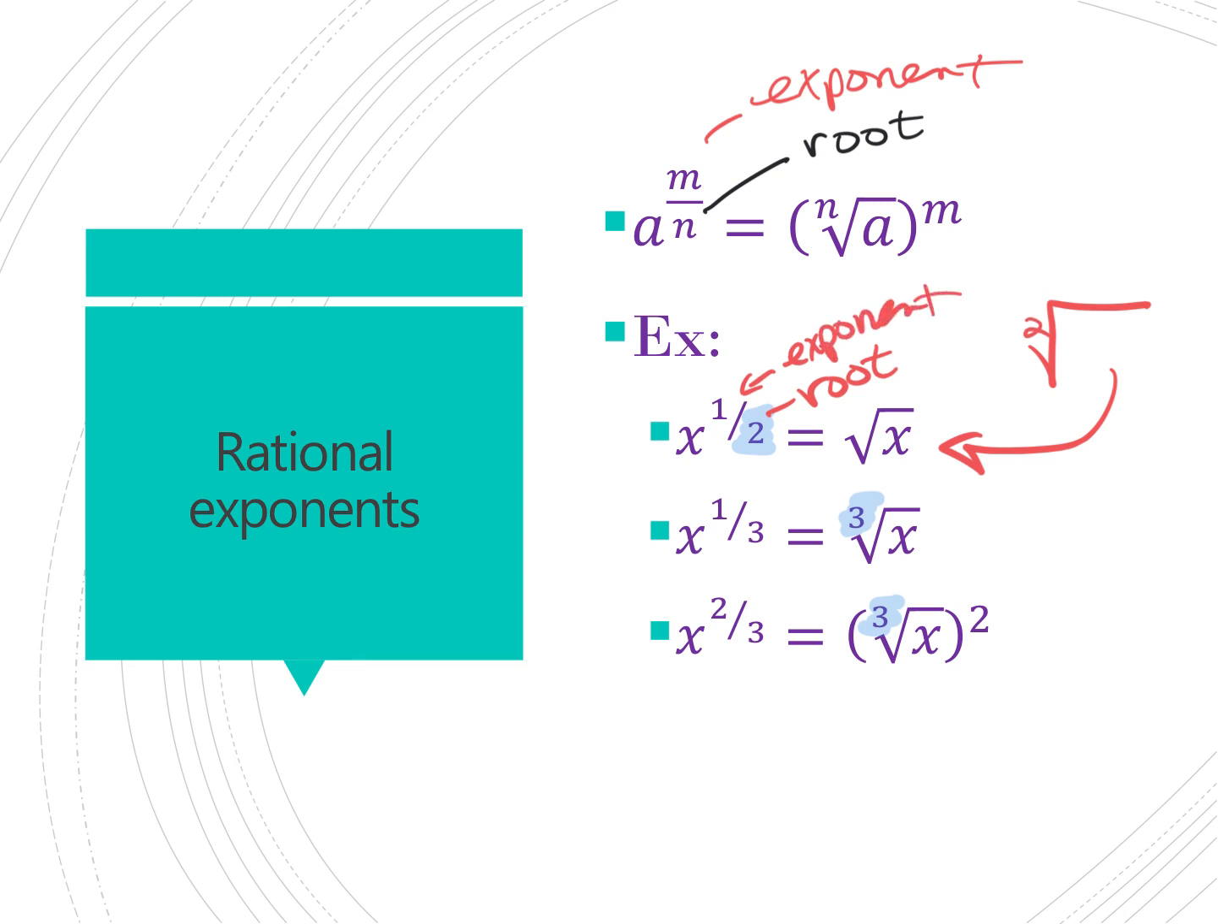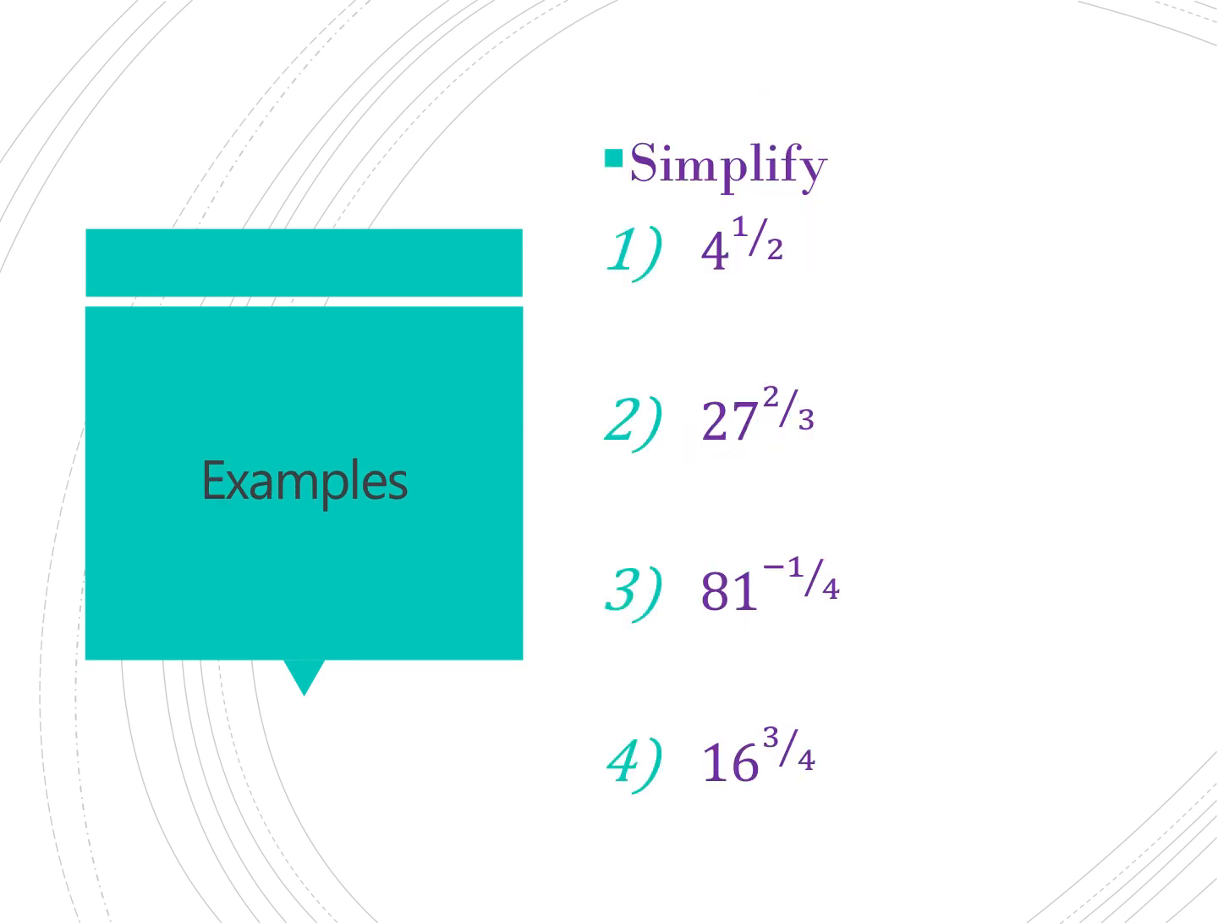So here, turning these from a rational exponent into radical form, when you have the 1/2 power, it's really finding the square root. When it's raised to the 1/3 power, it's finding the cube root. And then for this last one, you're finding the cube root, and then you're going to square the answer. So let's try some examples.